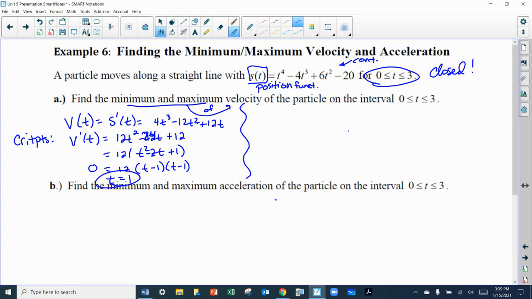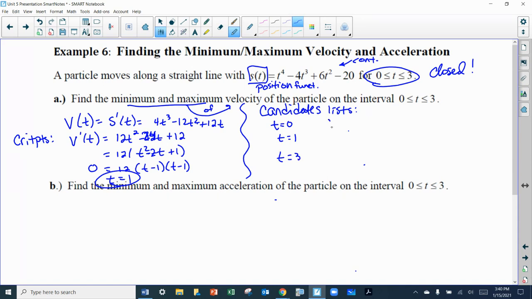Now, I want to find mins and maxes. Guess what we go to? Candidates list. Write it out. It's worth points. You will get deducted on your test if you do not write it. Alrighty, so we've got t equals 0, t equals 1, t equals 3, nicely organized.